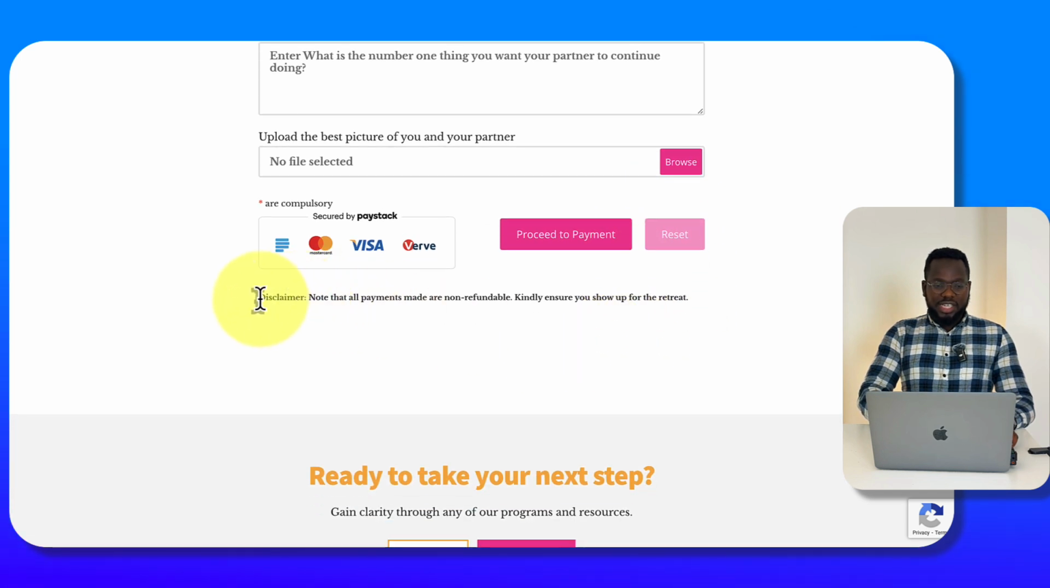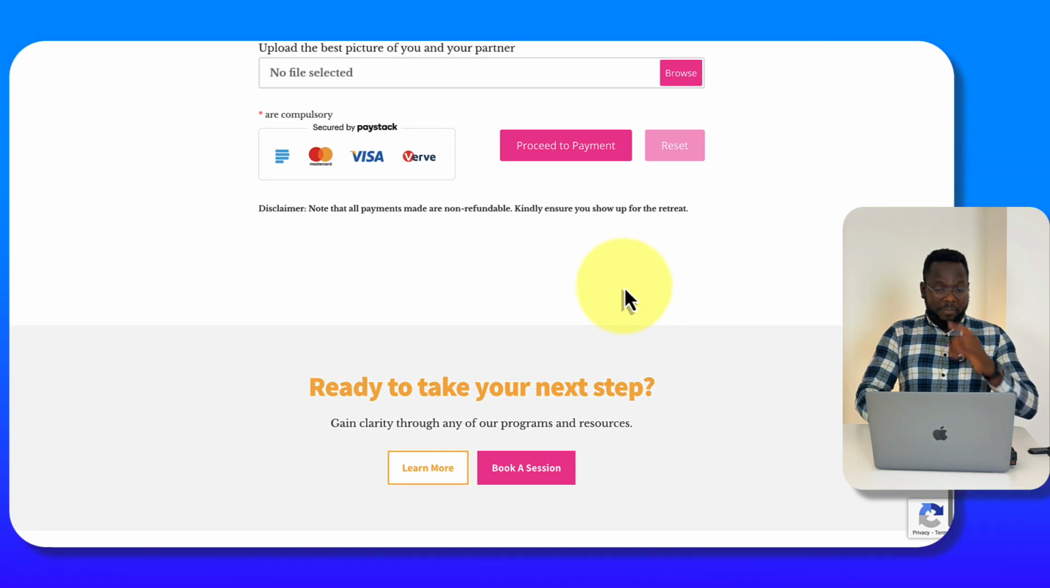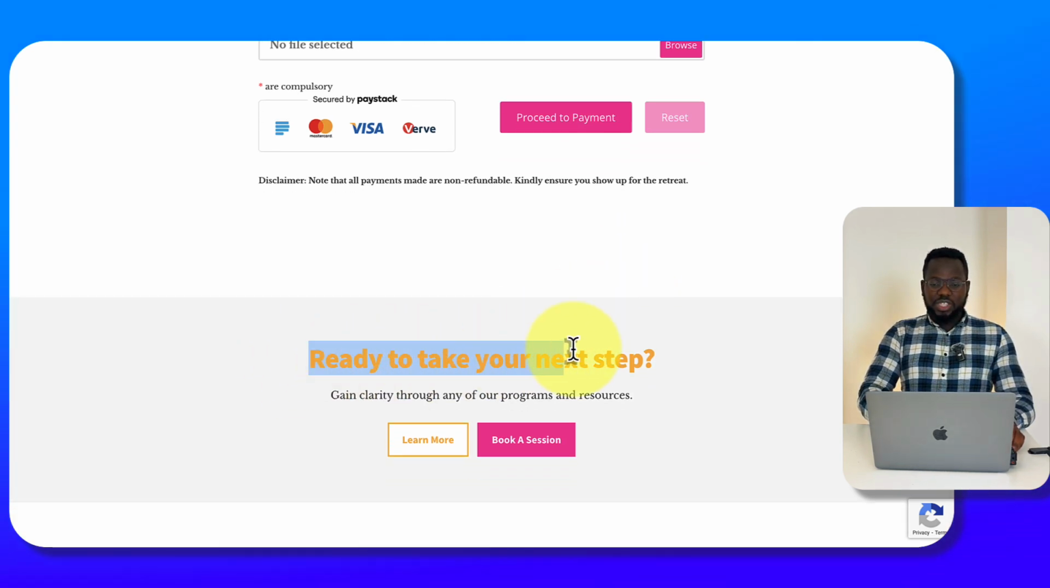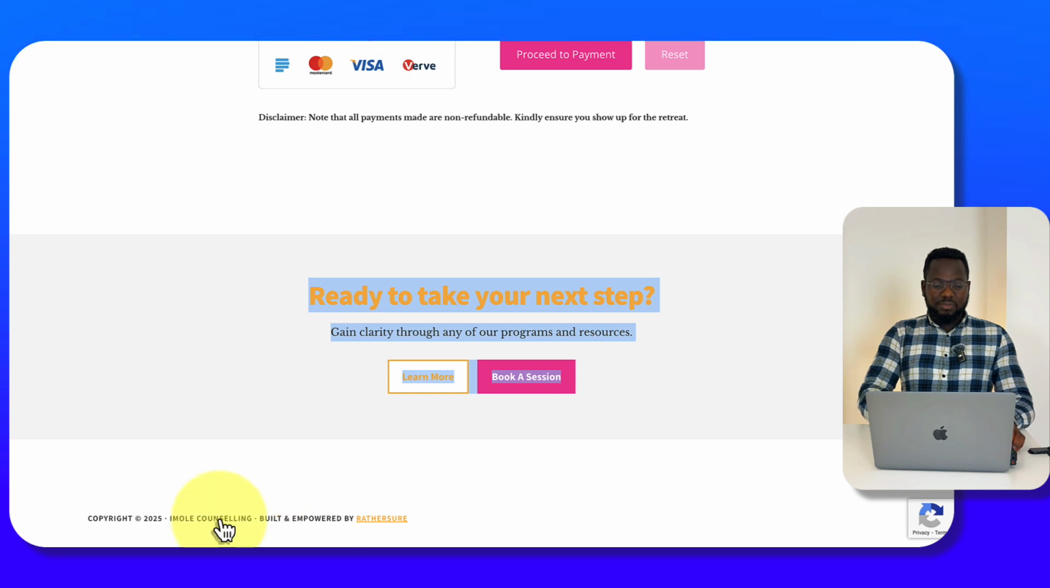And there's a little disclaimer here. It says, note that all payments made are non-refundable. Kindly ensure you show up for the retreat. Okay. And then here it says ready to take your next step. All of this is on this page. Then it says copyright, built and empowered by right.